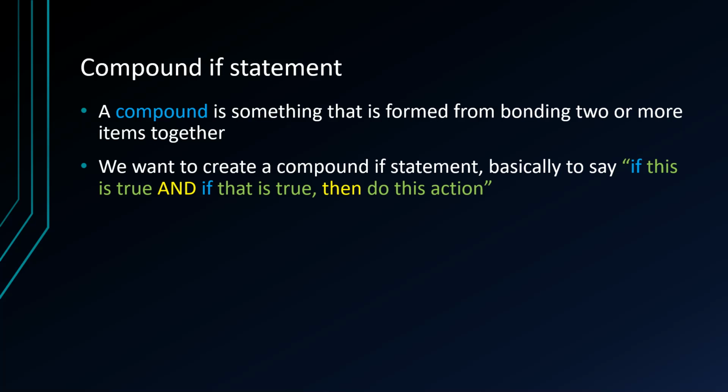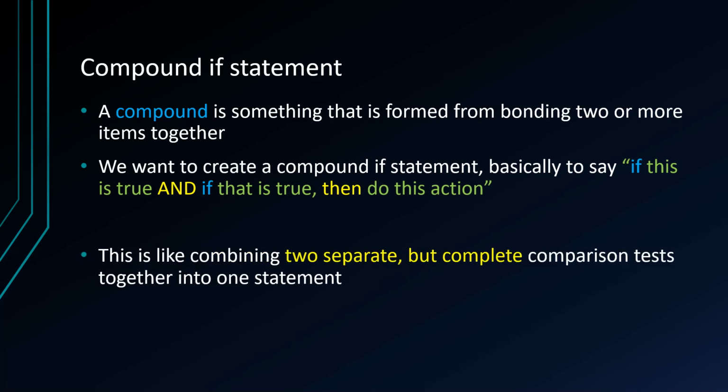So what we want to do is create a compound if statement. That's basically saying if this is true, and if that is true, then do this action. The key word being "and" there. They both have to be true in order to do the action. So this is like combining two completely separate but complete comparison tests together into one statement.